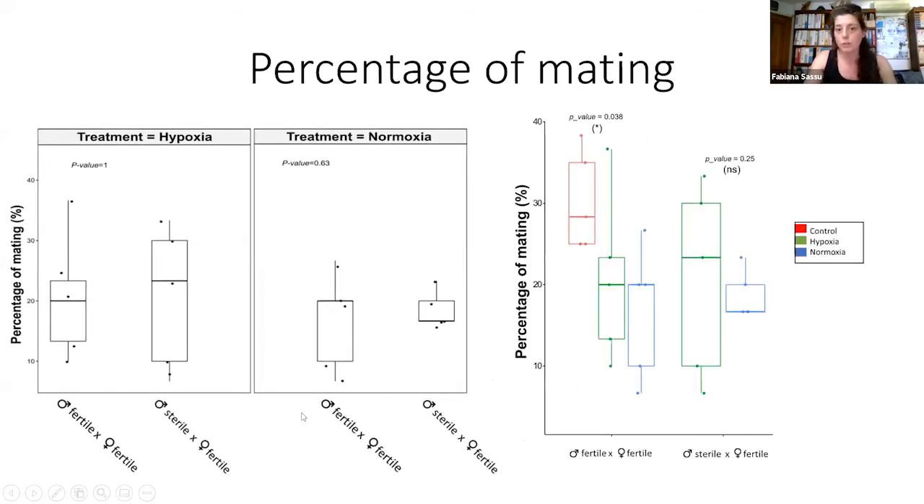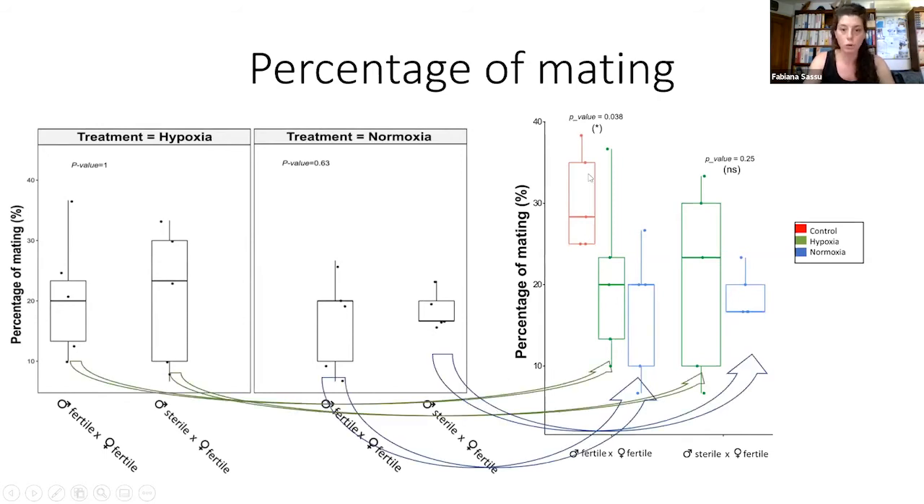In a similar graph, you can see the same data, but in comparison with the control where there was no competitiveness. As you can see here, there is a significant difference, which of course happens because there were no irradiated or sterile males.